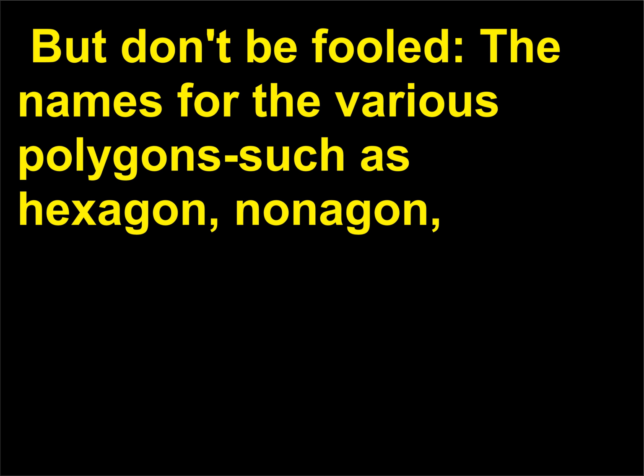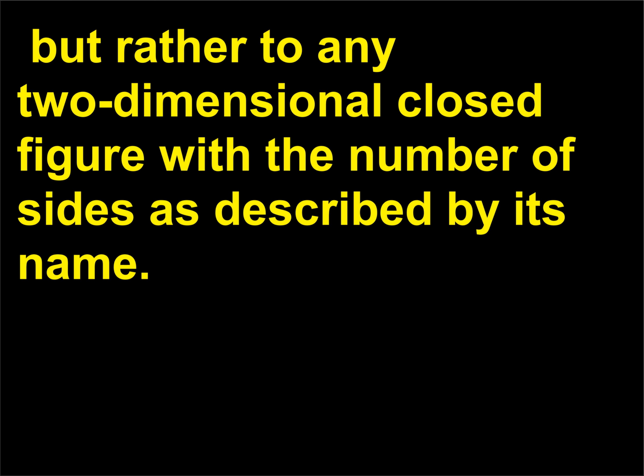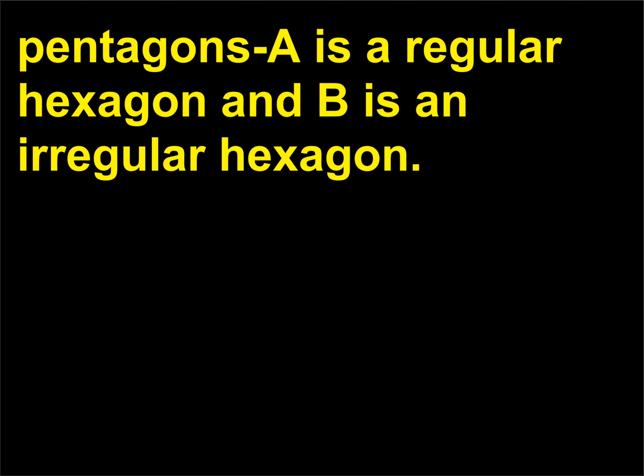But don't be fooled, the names for the various polygons such as hexagon, nonagon, and pentagon, depending on number of sides, don't just apply to the regular polygons, but rather to any two-dimensional closed figure with the number of sides as described by its name. For example, the two figures shown above are both hexagons. A is a regular hexagon and B is an irregular hexagon.